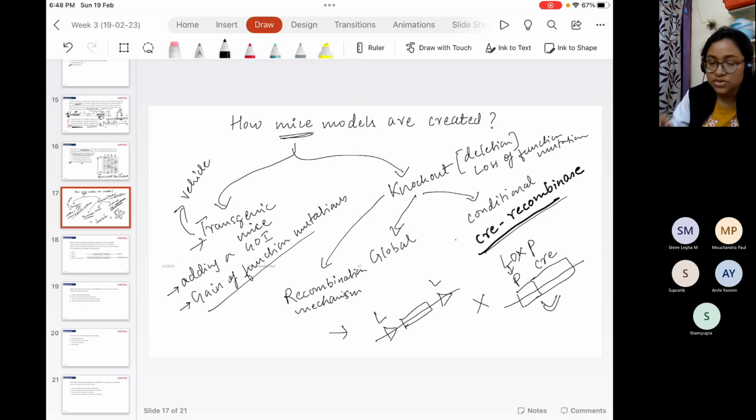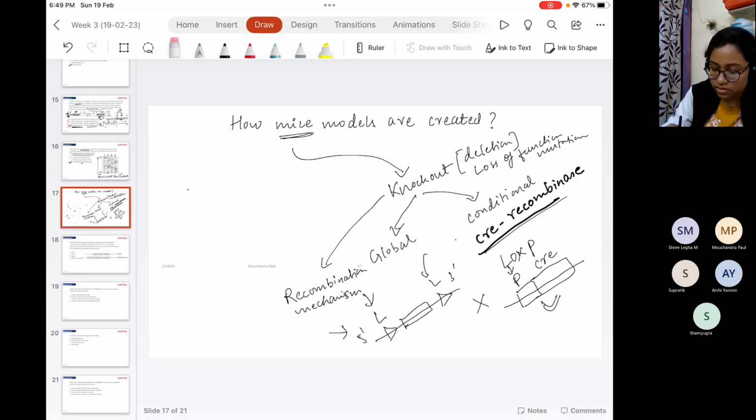Since you want to work with heart cells only, you have chosen a promoter with a transcription factor which is expressed only in the heart cell. So in the heart cell, the Cre recombinase is expressed. Due to the expression, it will act on the LOXP sites, and the recombination always happens from 5' to 3' end.